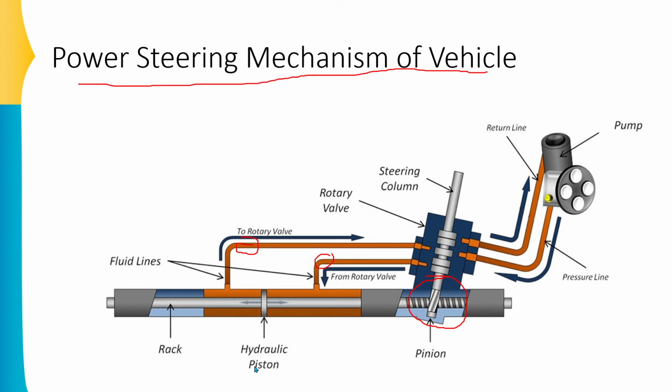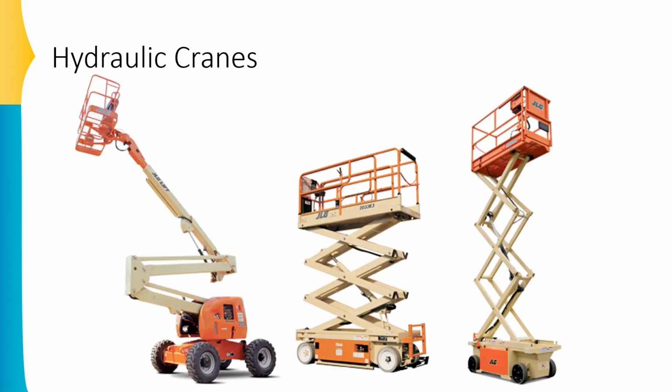In the same way, if you observe hydraulic cranes, they are all initially operated by the hydraulic fluid system. If you observe over here, this looks like a piston cylinder mechanism. They are linear actuators. Over here also, this is one kind of linear actuator, a piston cylinder mechanism. Over here also, a piston cylinder mechanism is available.